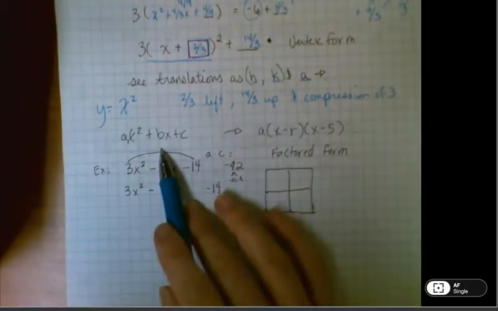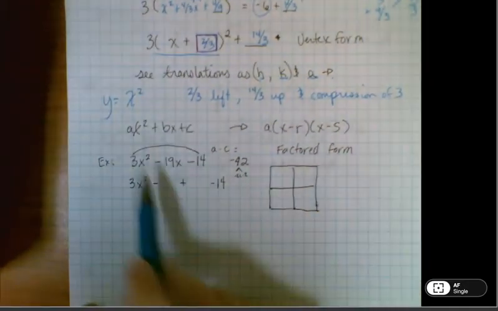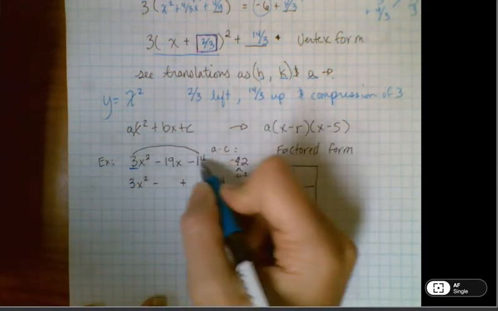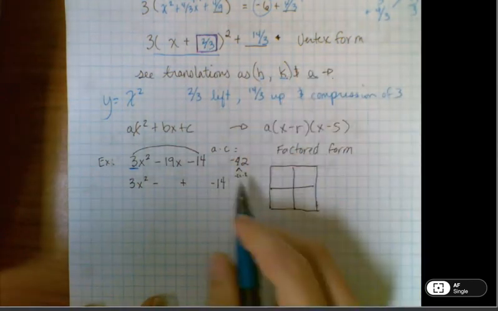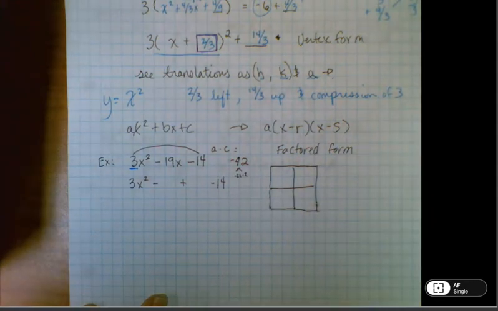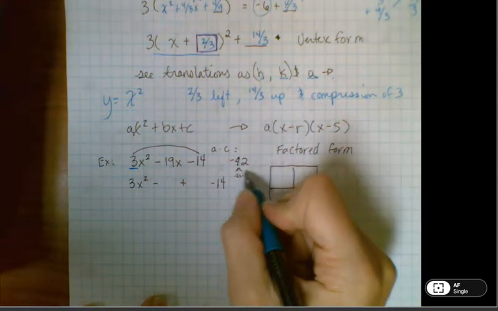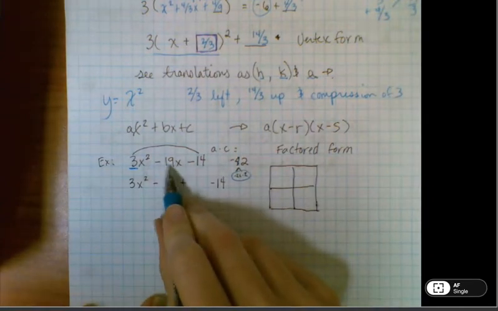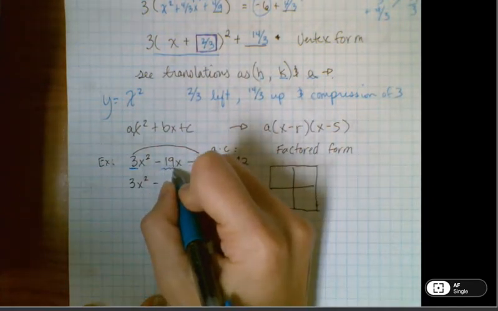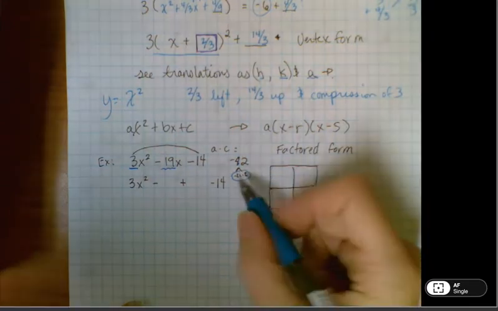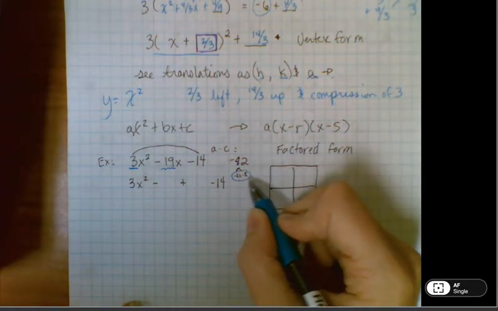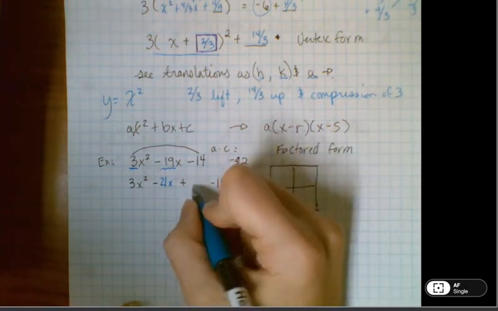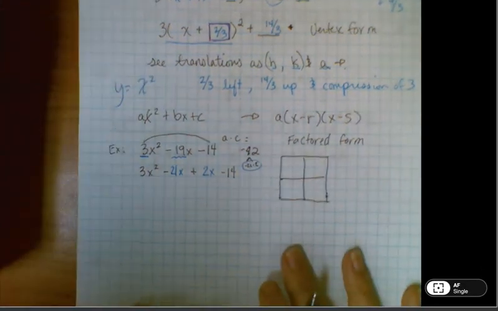Here's one where we're going to go from general to factored. And so since we have an a term here, it's easiest to take a times c, and that'll give us negative 42. And then we're going to break that down into two products that multiply together to give us the ac and add together to give us this number right here. So I quickly pulled out negative 21 and 2. So 19x can be negative 21x and 2x.